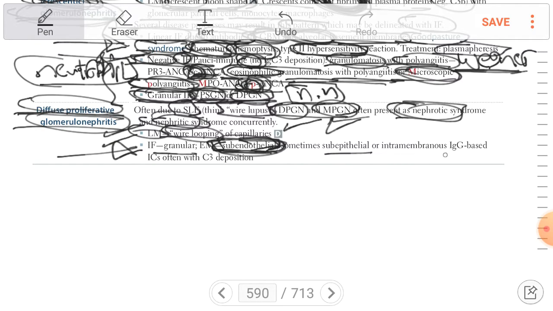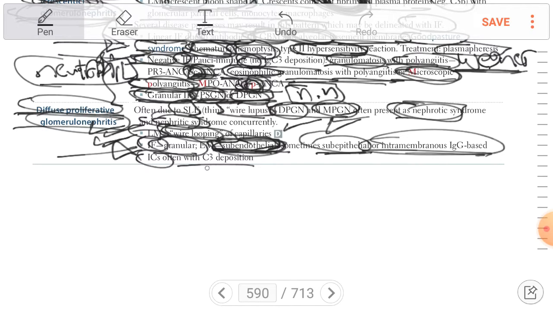Sometimes subepithelial, intramembranous immunoglobulin G-based immune complex deposits. Immunofluorescence is granular, sometimes with subepithelial intramembranous immunoglobulin G-based immune complex with C3 deposition. So light microscopy shows the wire loop, immunofluorescence is granular, and electron microscopy shows subendothelial deposits, which is so important. But the most important is the wire loop plus subendothelial.